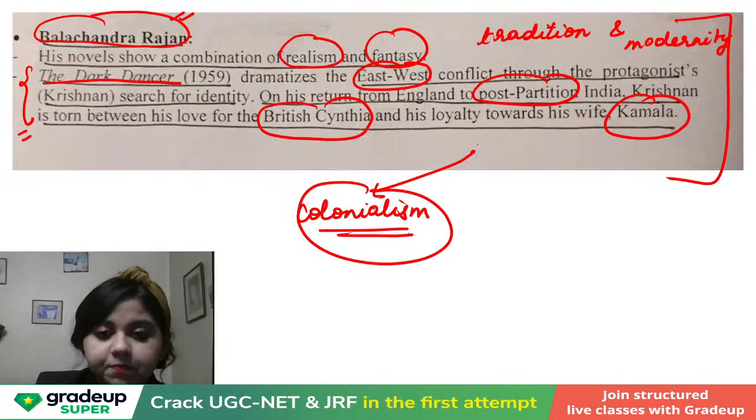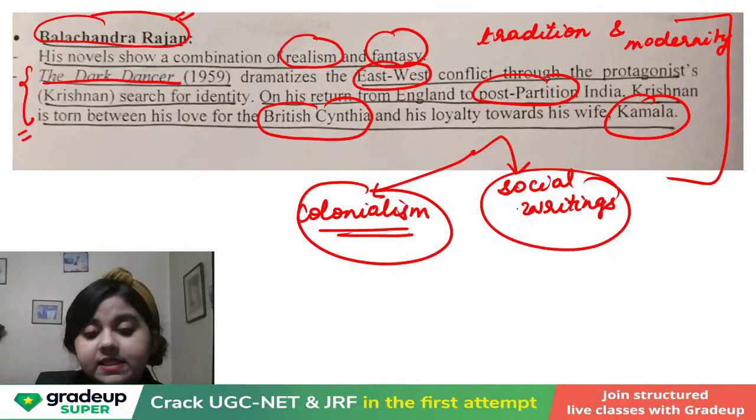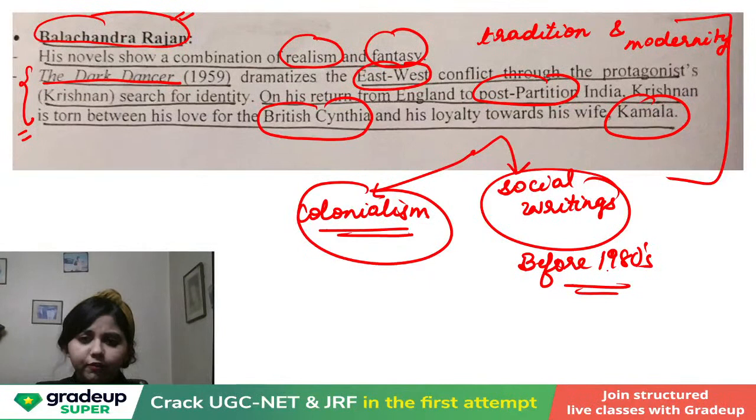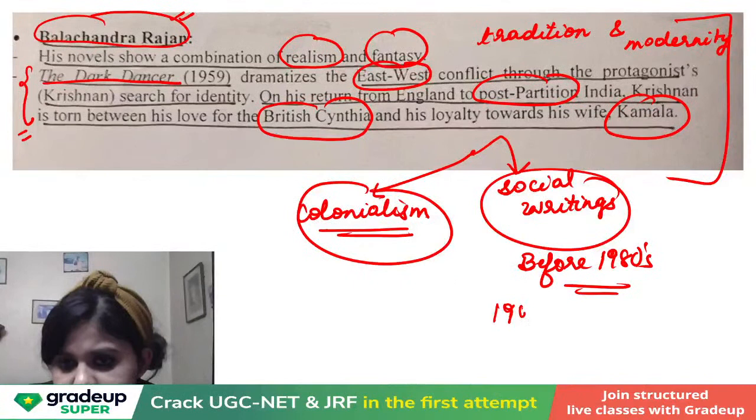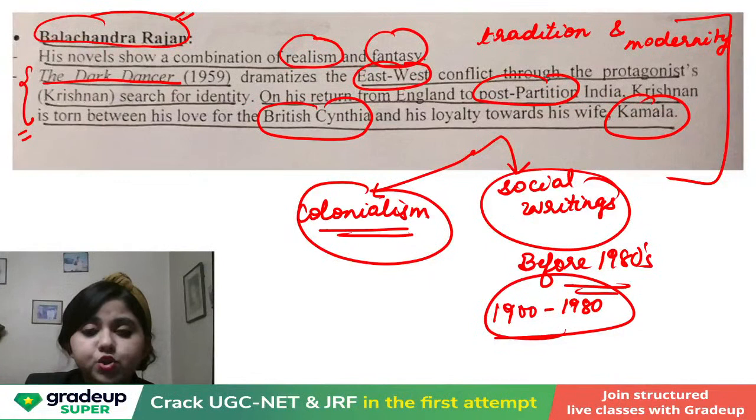Then we will be talking about your social works, or your social writings. Here we will cover, as I told you, everything that is coming before the 1980s, before Midnight's Children, and a little after. So you can just consider this period to be 1900 to 1980. All right, this is the period that we'll be covering. Here, writings related to realism, writings related to your social issues, writings which were related to your political concerns and political freedom, they will come.